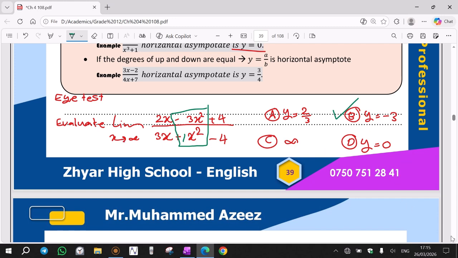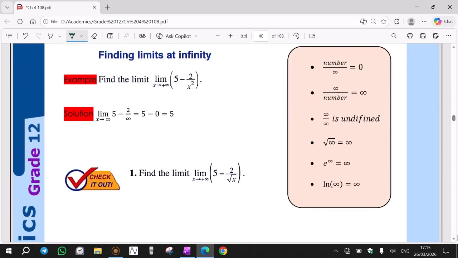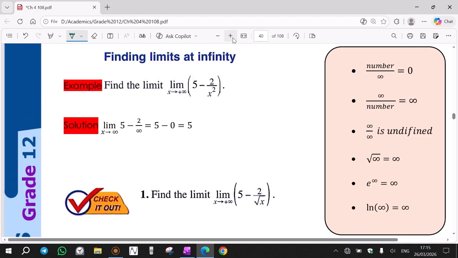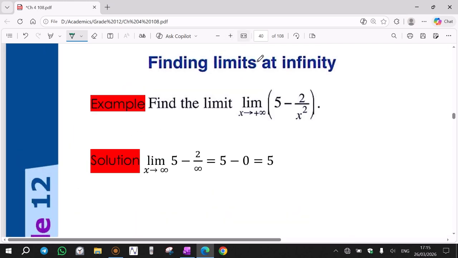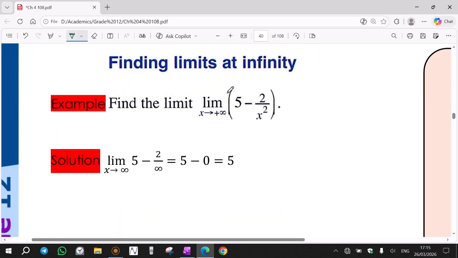You can write this extra example. Okay. Finding limits. Step 1 for evaluating every limit is to replace. Here, I'm going to replace every x with infinity. I'm going to have 5 minus 2 over infinity.